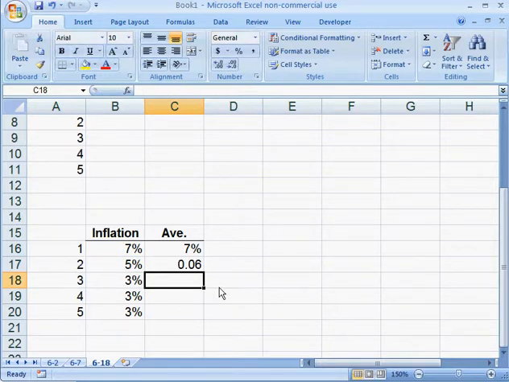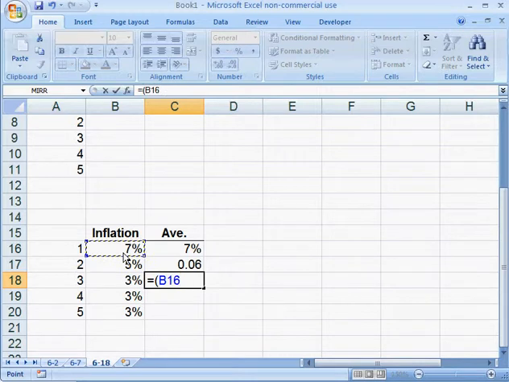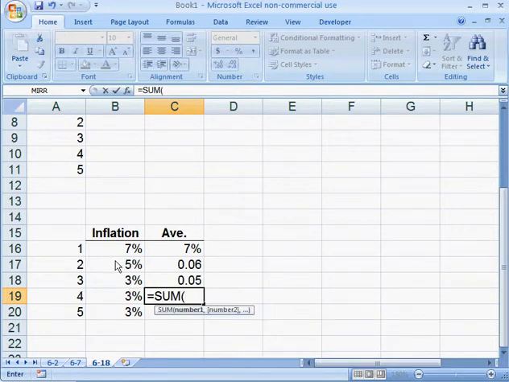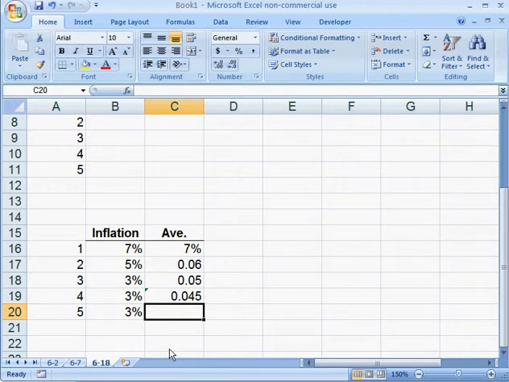I'll reformat these in a minute. So the third year, your inflation is going to be equal to the 7%, 5%, and 3%, and then divide it by 3, and it would be 5%. The fourth year, I'm going to do a shortcut. I'm going to just take the sum of the 4 years and then divide it by 4 years. And the inflation now is down to 4.5%.